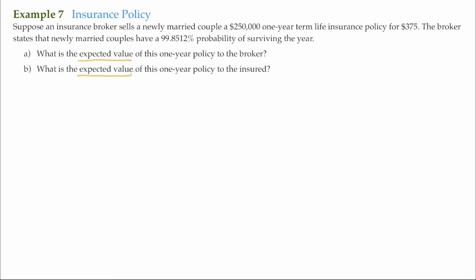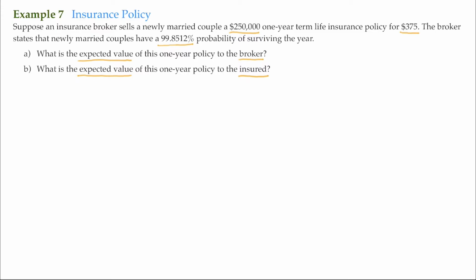Also, there are two parties involved here. For A, it says, what is the expected value of this one-year policy to the broker, to the one who is selling the policy? And then what is the expected value of this one-year policy to the insured, the people who are purchasing the policy? So as I glean over the scenario here, I have $250,000 here. I've got $375 here. And I've got a probability here of 99.8512%. And all those values are going to play a part in determining our expected value.